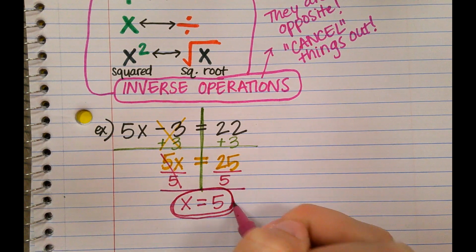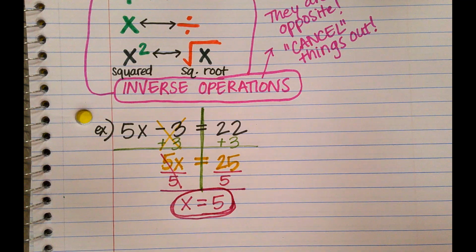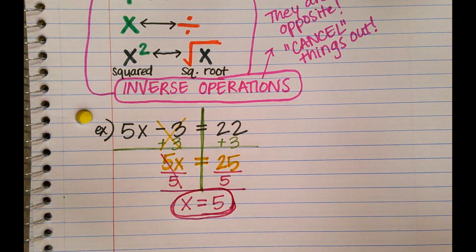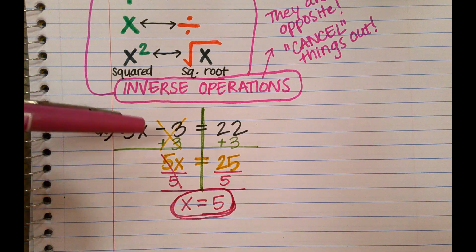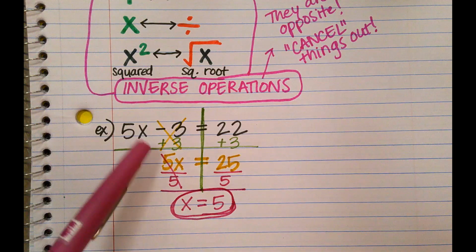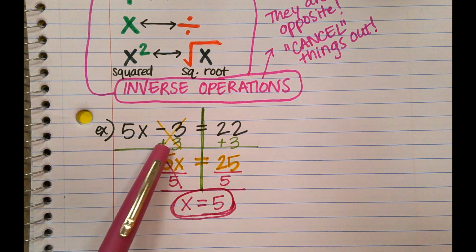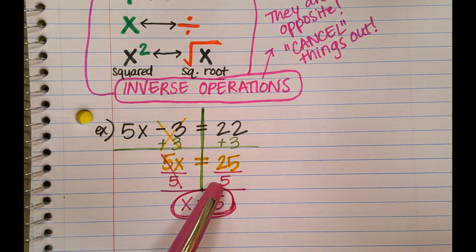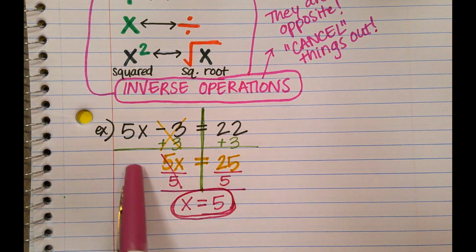So this is, at one of the more basic levels, solving an equation. And what you just did is, whenever we got rid of or canceled out that -3, we used inverse operations. We did the opposite. We did +3. Then when we got 5x equals 25, we used inverse operations again. We use division because that's the opposite of multiplication. And then we know that x is 5.